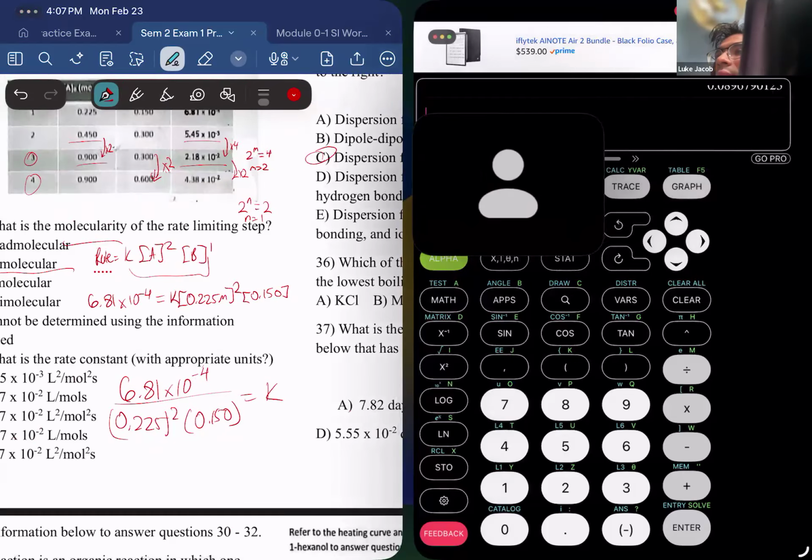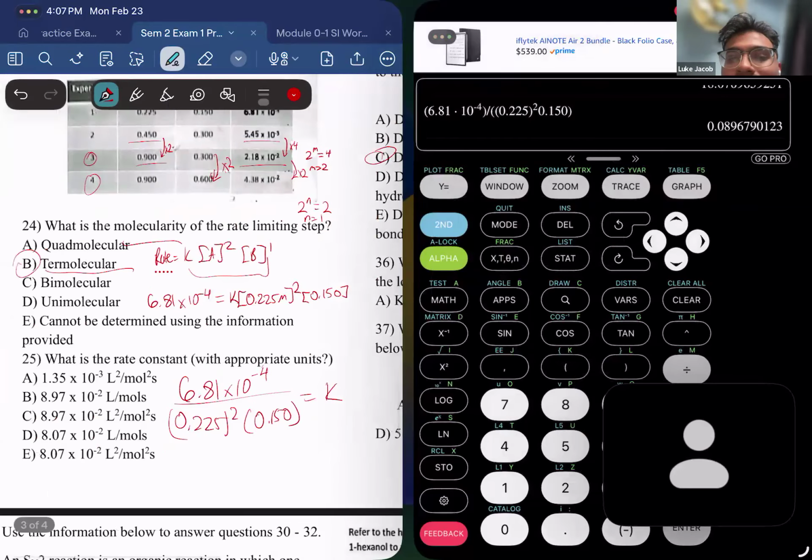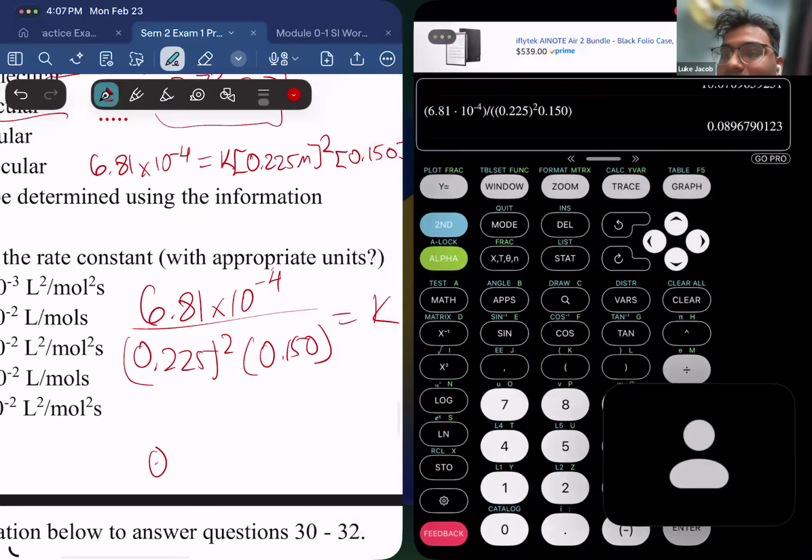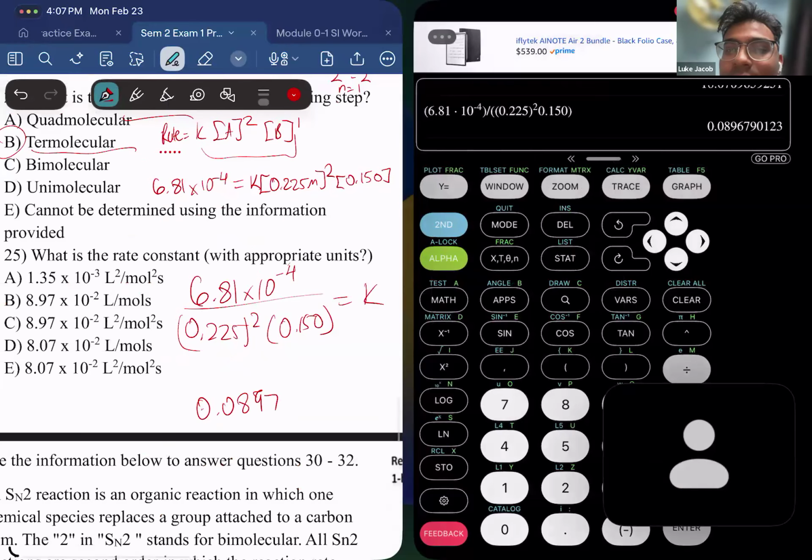Okay, so the answer choice I got there is 0.0897, or otherwise known as 8.97 times 10 to the negative 2. Okay?